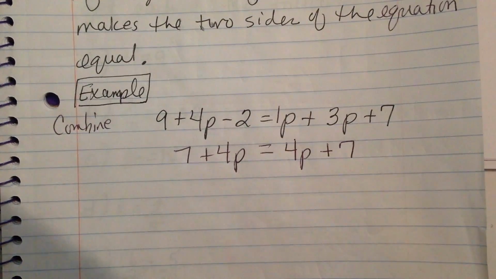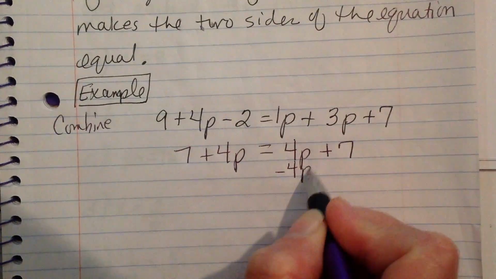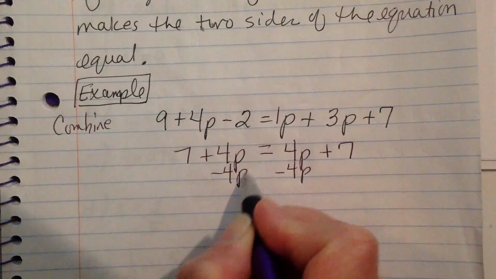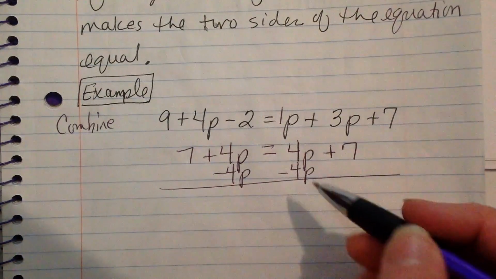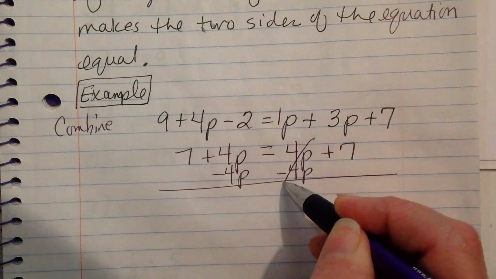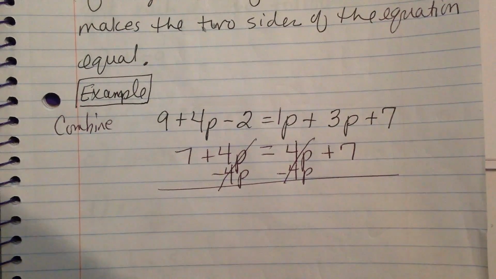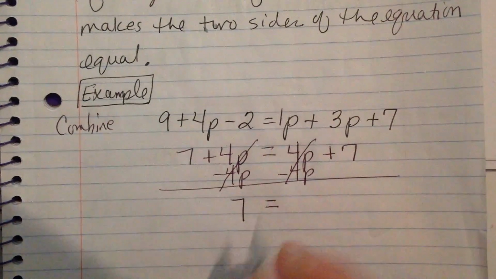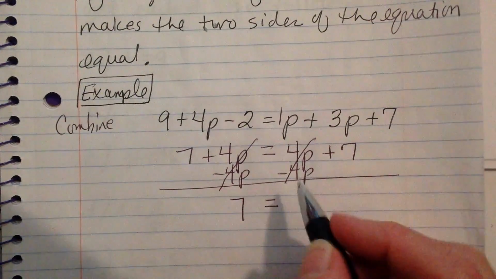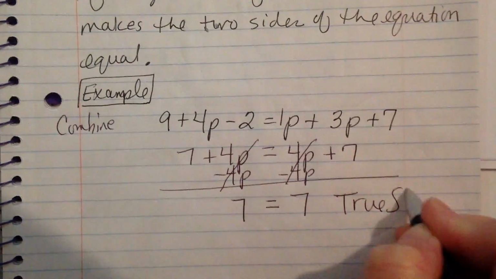Now I see that I have variables on both sides. I'm going to move the one from the right by subtracting 4p from both sides. If you subtract 4p from both sides, the 4p's cancel on the right and the 4p's also cancel on the left. So now bringing down what I have on each side, I have 7 equals 7. This is a true statement.